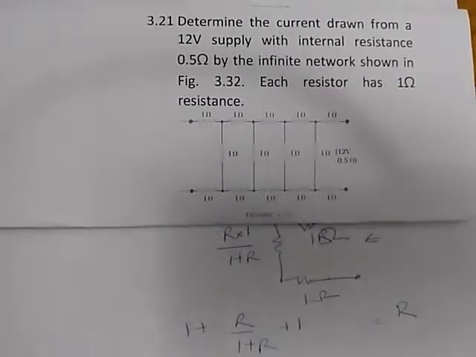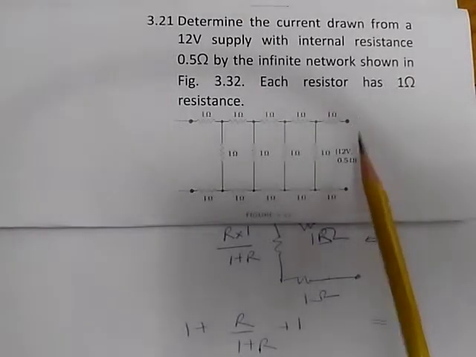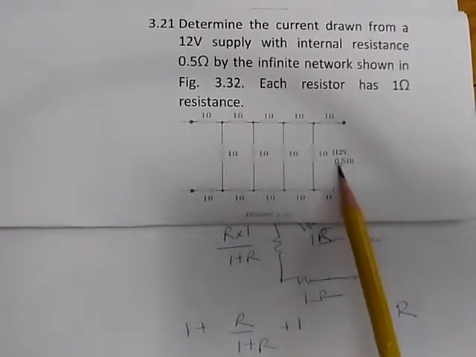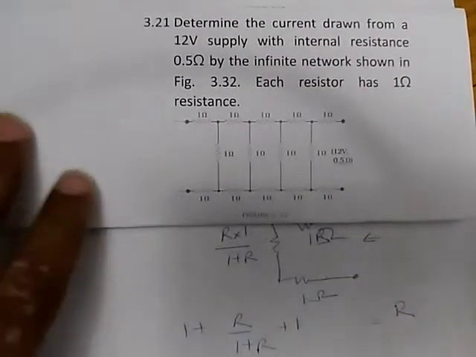This is the 21st problem, chapter 3 of the class 12 NCERT book, part 1. We need to determine the current drawn from a 12 volt power supply. Think about a 12 volt power supply connected here, and that power supply has an internal resistance of 0.5 ohm.